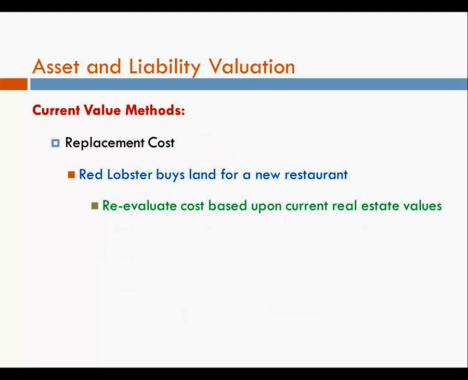Okay, the current value method. You bought land, but things have changed. You found out that land was on top of a toxic waste site that you didn't know about, so it's worth less than you paid for it. You would reevaluate the value of that land sometime today. So you'd actually change that value based upon current real estate value rather than cost that you paid originally.